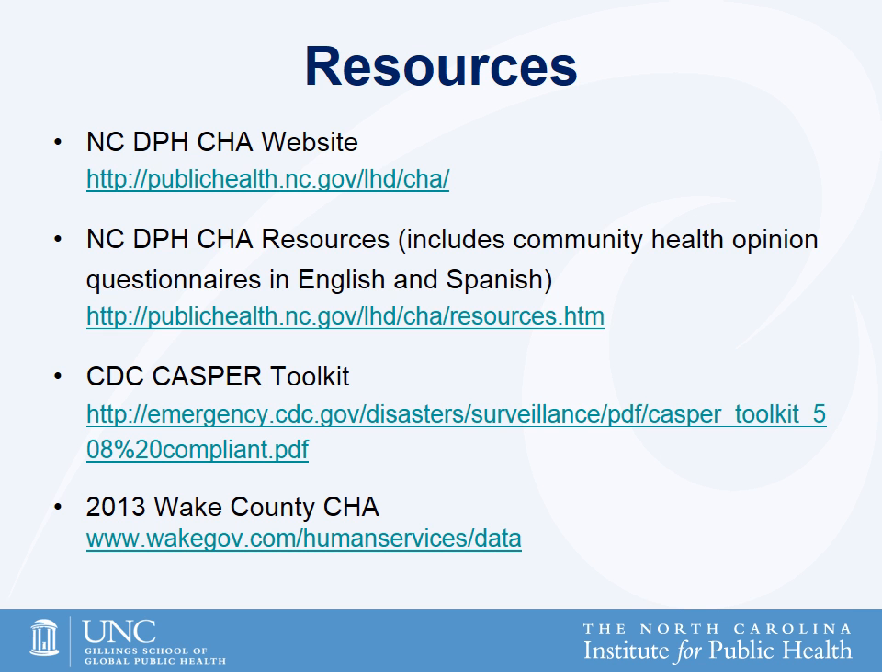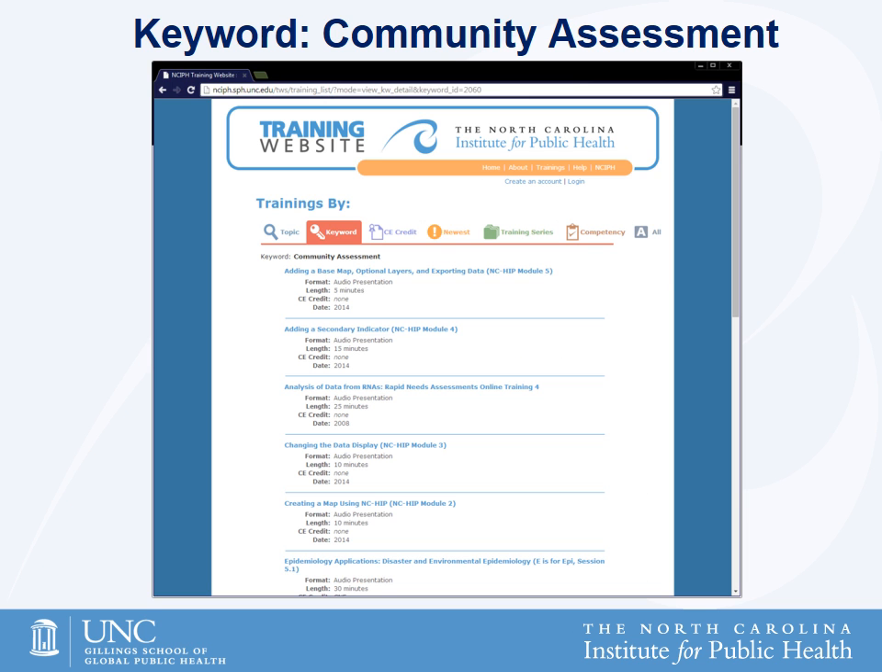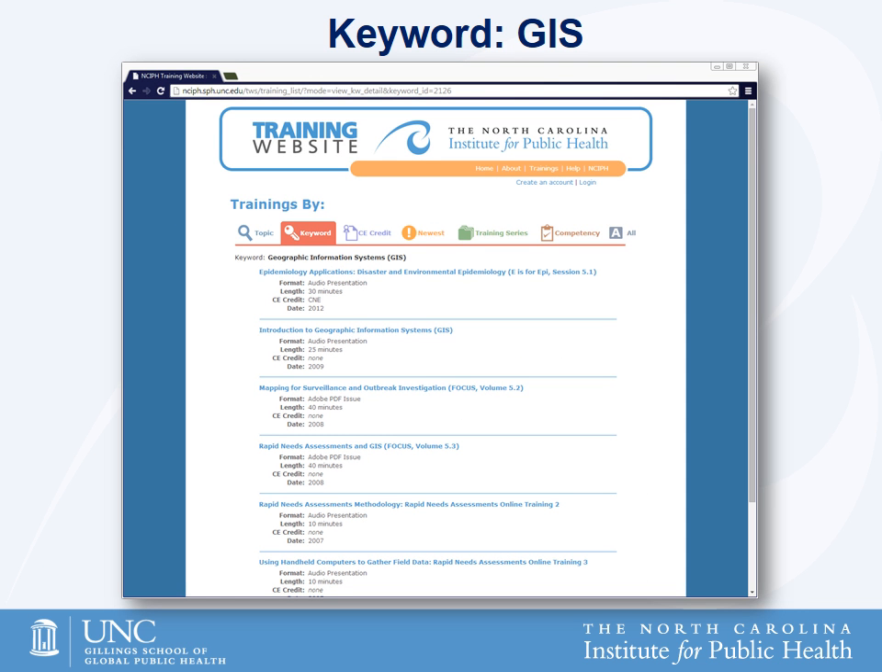I have another couple resources. If anyone's interested, please feel free to contact me. The Survey Site Selection Toolkit was developed back in 2006. It's old ArcMap software, but it still works on some of the older versions. There's also some training resources available through our website, the NCIPH training website. If you search community assessment, a couple will come up. So that's a potential resource if you wanted to learn more, and also if you wanted to learn more about GIS mapping, there's also that option.